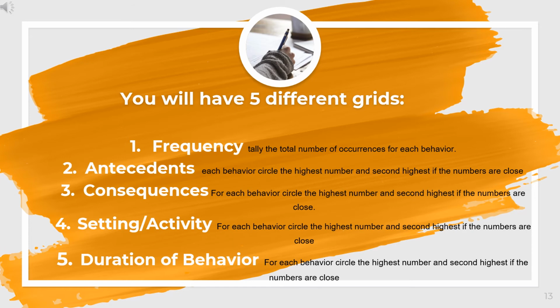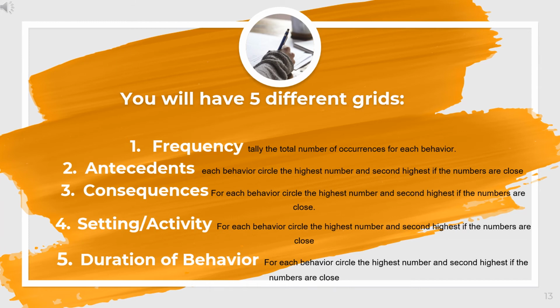Grid number 3 will be your frequency of behaviors by consequence. Similar to that of antecedent, you will just look at the behaviors per consequence. At the end, total the marks and circle the highest and second highest if the numbers are close.